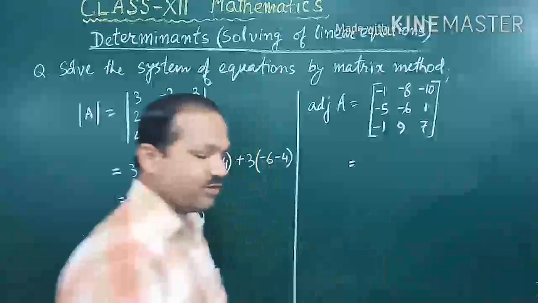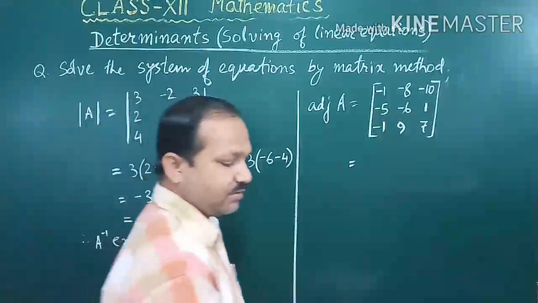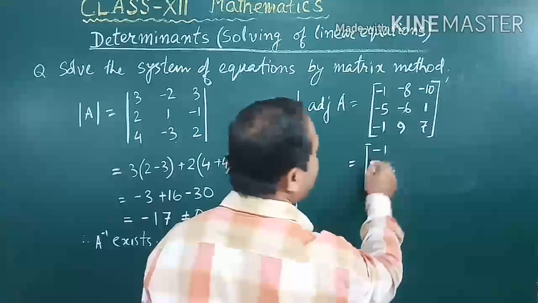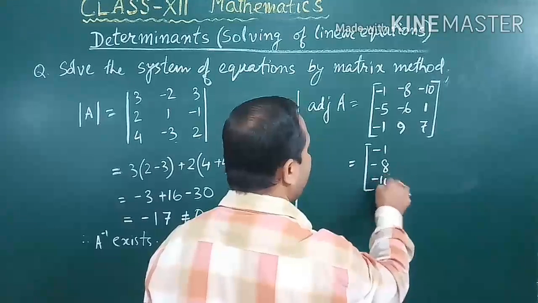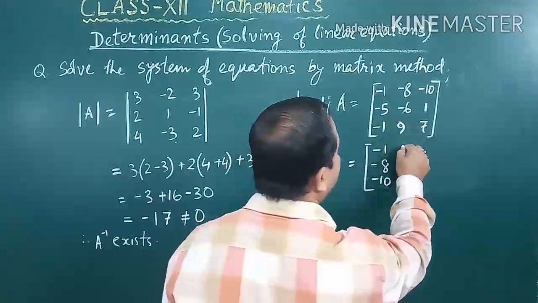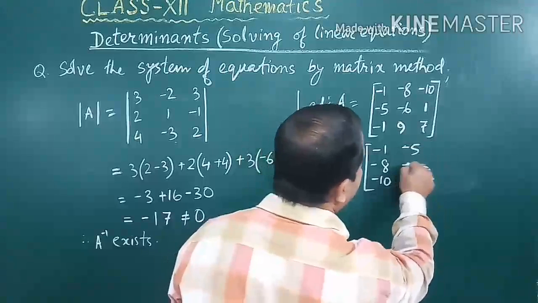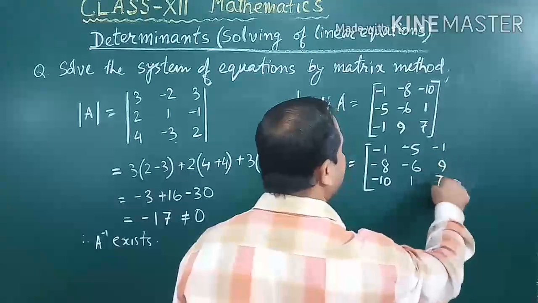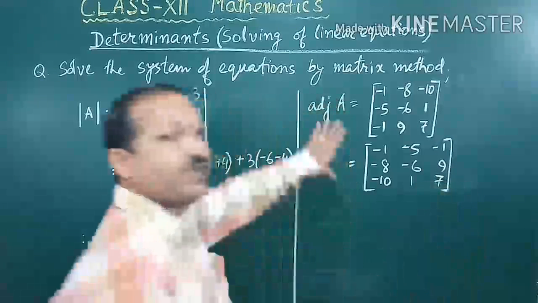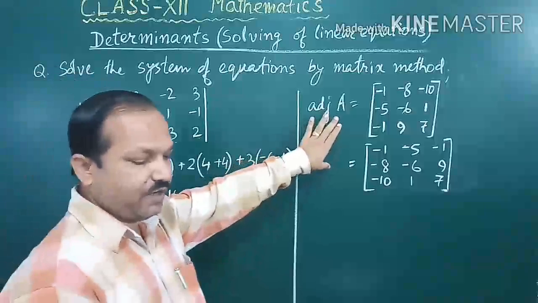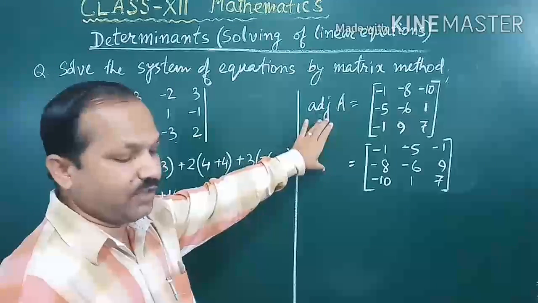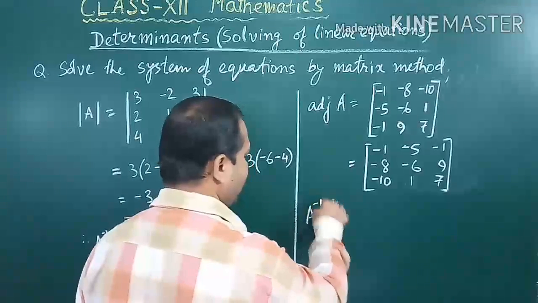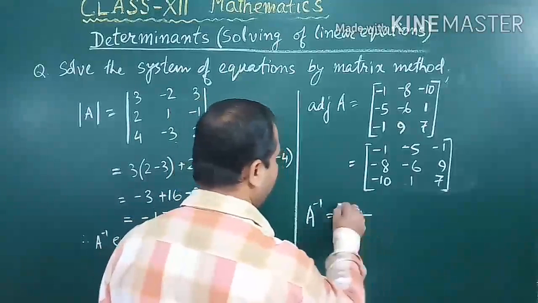Now we have to take its transpose. What is the transpose of that? The transpose of this is minus 1, minus 8, minus 10, minus 5, minus 6, 1, minus 1, 9 and 7. So this is the adjoint of A. Now we have to find the inverse of A. What is the inverse of A? A inverse will be equal to adjoint of A divided by determinant of A.